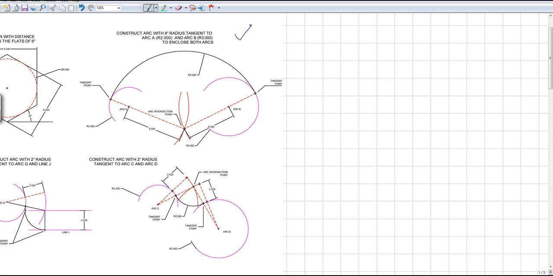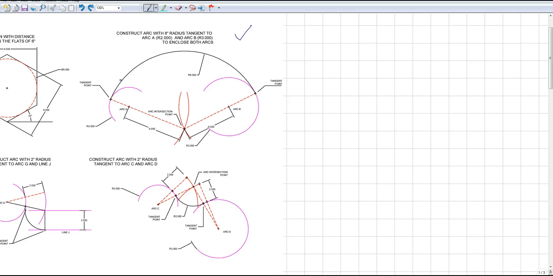So let's get to this one. Now first read the question. It is: construct an arc with 8-inch radius tangent to arc A, which is on your left side, and arc B, which is 3.0 diameter right here, which is on your right side. The next thing we need to do is enclose both arcs just like this. If I were to do it, it would be a perfect circle. So how would we start with this?